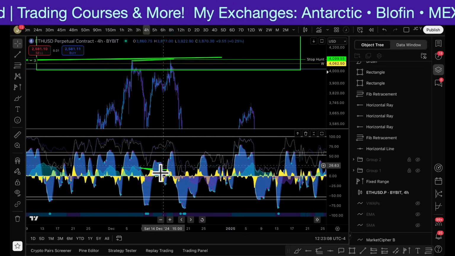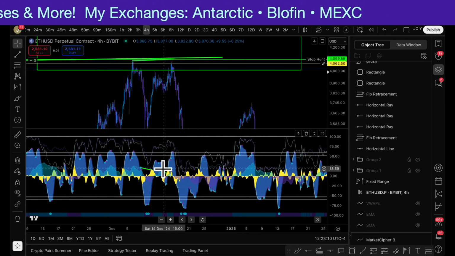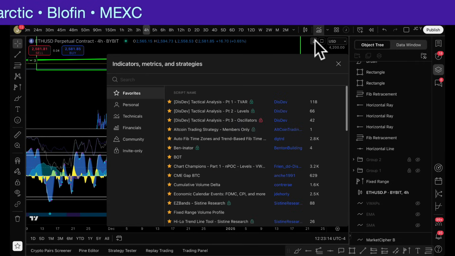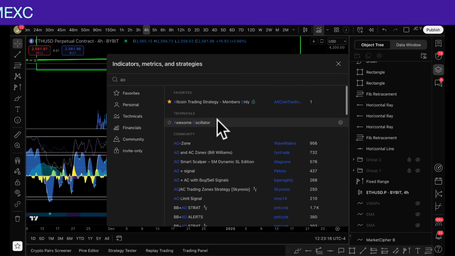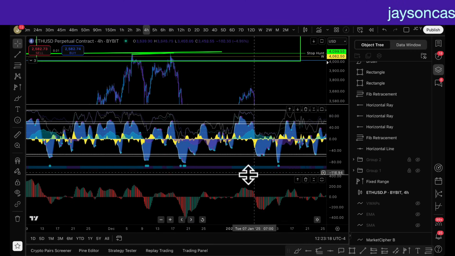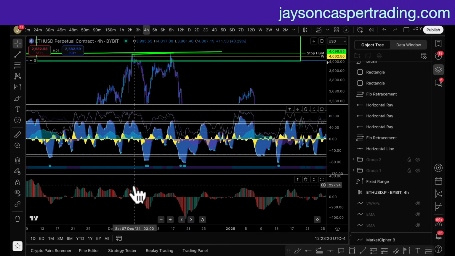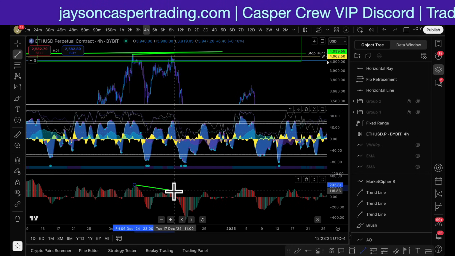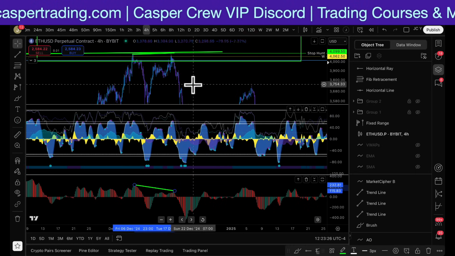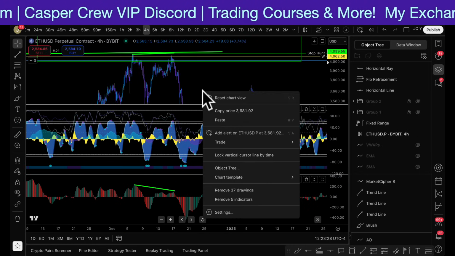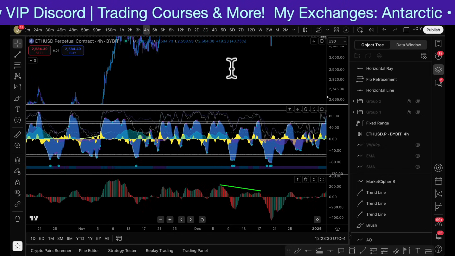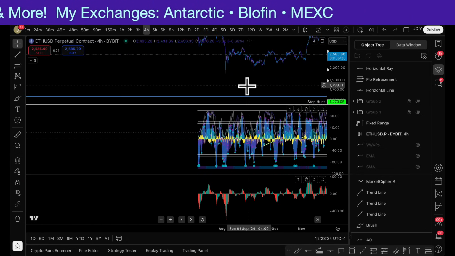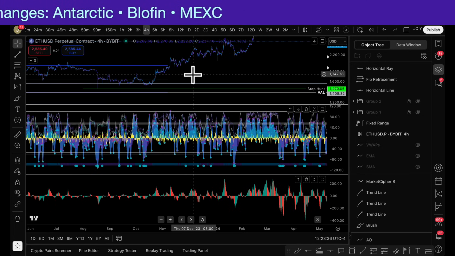So learn to recognize these things. Again, this doesn't only apply to Market Cipher. We can turn on the Awesome Oscillator and see the same thing here, right? As the price is getting higher, the oscillator is getting lower. That's giving us our bearish divergence right there. And as we come down to the low for ETH, same deal with the Awesome Oscillator.